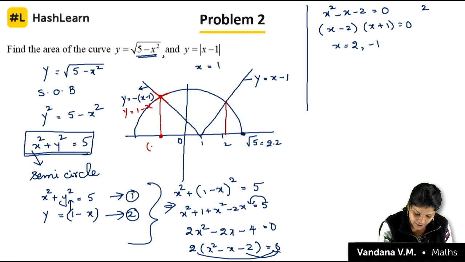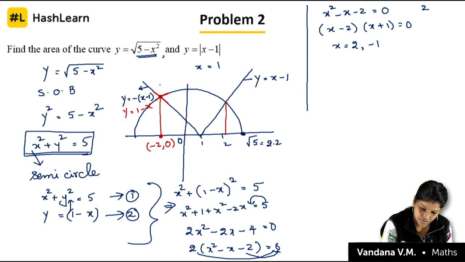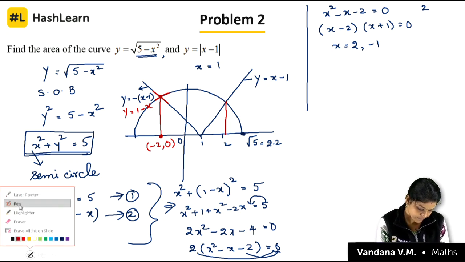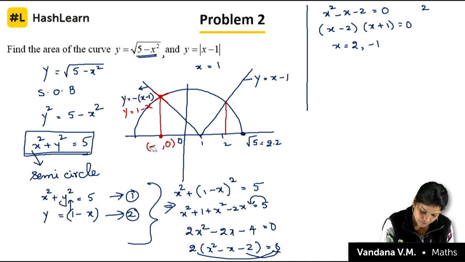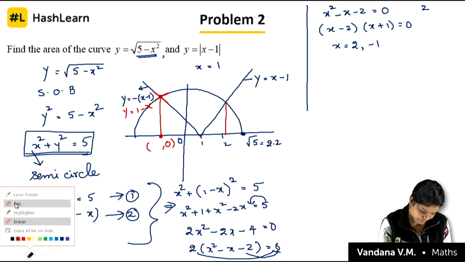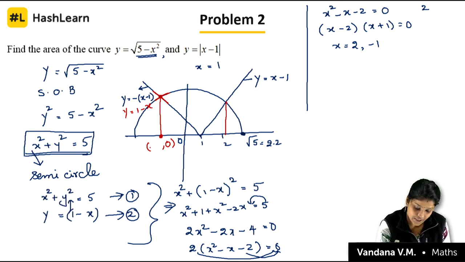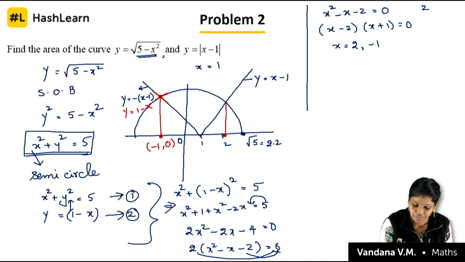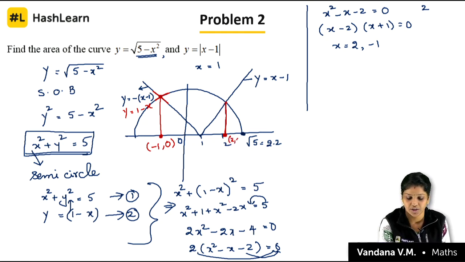The points are, this is minus 2 comma 0. This is 2 or minus 2, x is equal to 2, no? Okay, just a minute. Yes, so x is equal to minus 1, the negative side I am marking it. So it is minus 1. This side is 2, so this is 2 comma 0. This point is 2 comma 0.